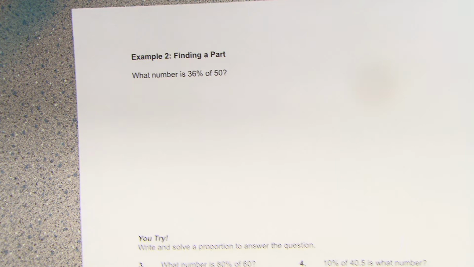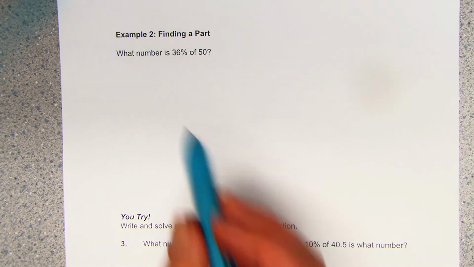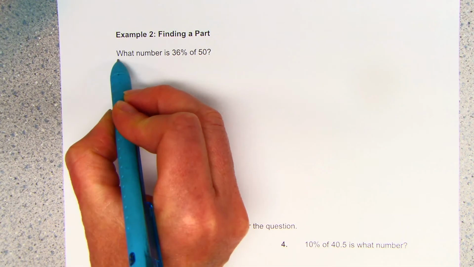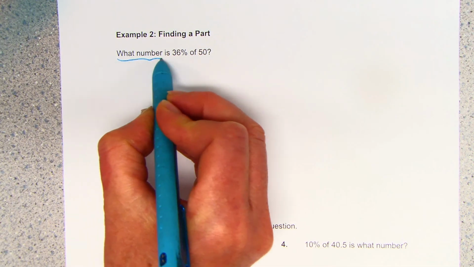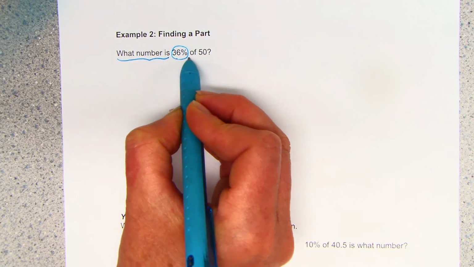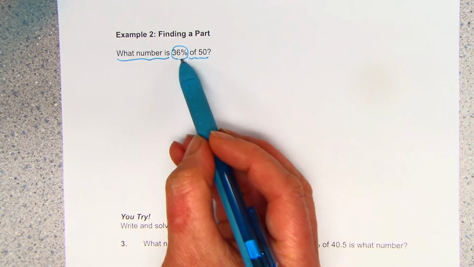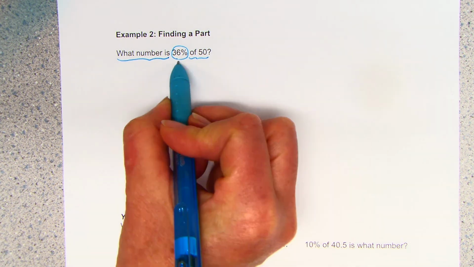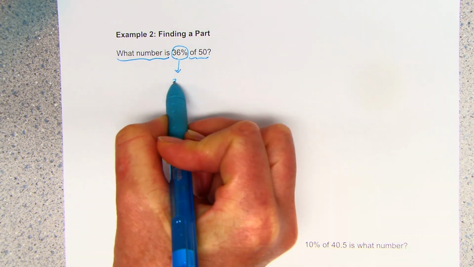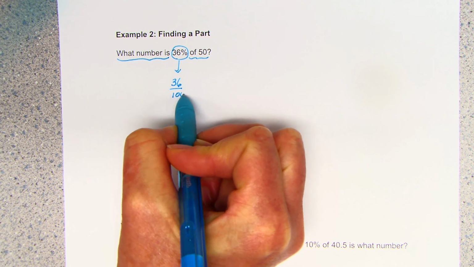Let's look at example 2. Example 2 is about finding a part. So now I want to know what number is 36% of 50. Again, the first thing you do is find the percent. It's easy to find the percent because it's the thing with the big percent sign attached to it. So the first thing you write is 36 over 100. Do that first.